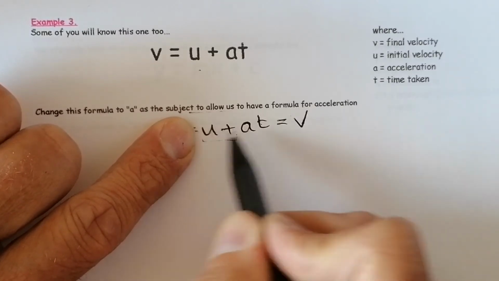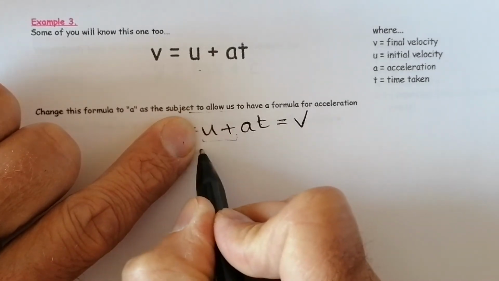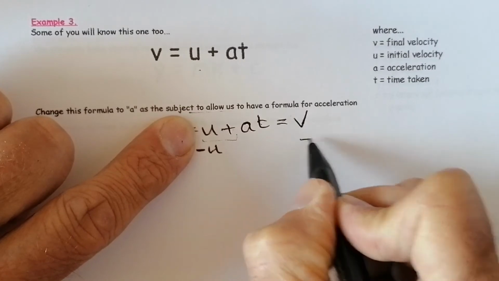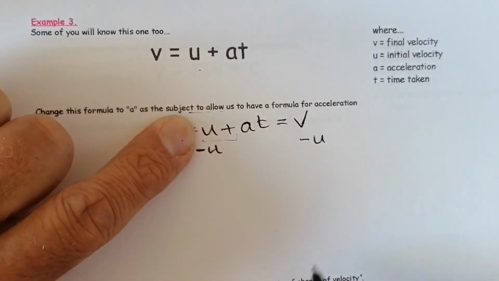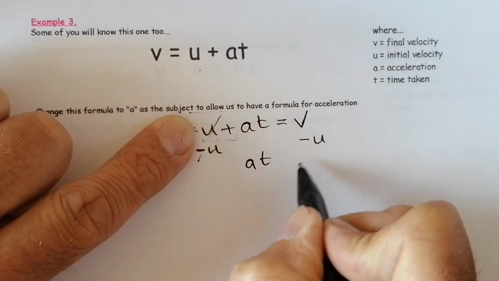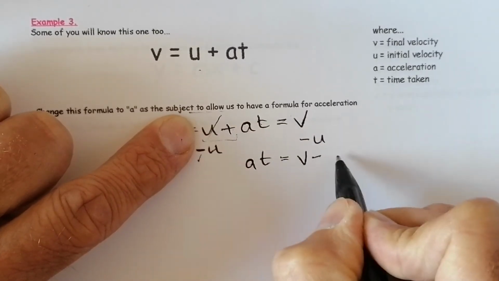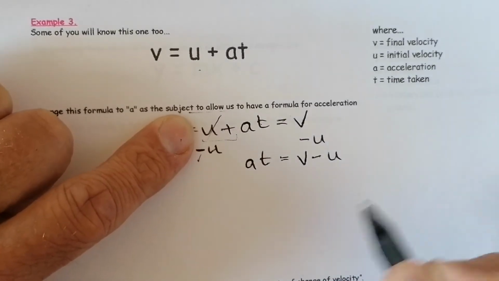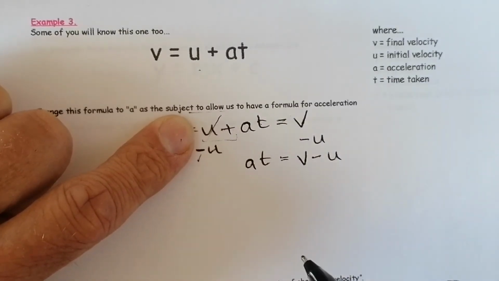So I've got a plus u there. To get rid of u, remember our formula work? I'll take u away. If I take u away from the left, I'll take u away from the right. So that leaves me with at, because these get eliminated, and that leaves me with v take away u. So we're just dealing with letters just now, okay? And we're just working it out, just the same as we did with solving equations.